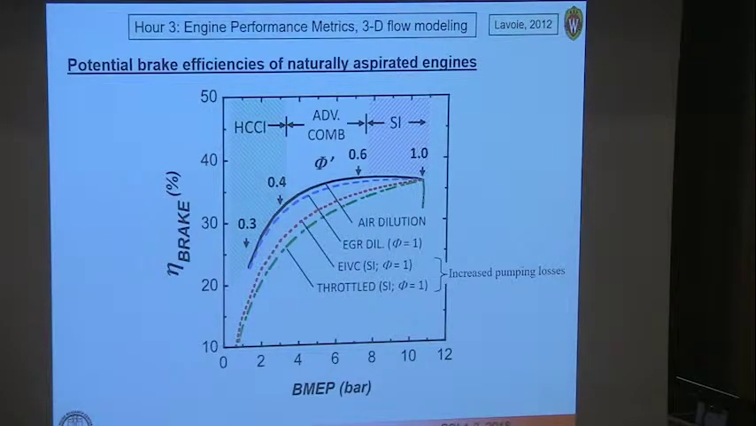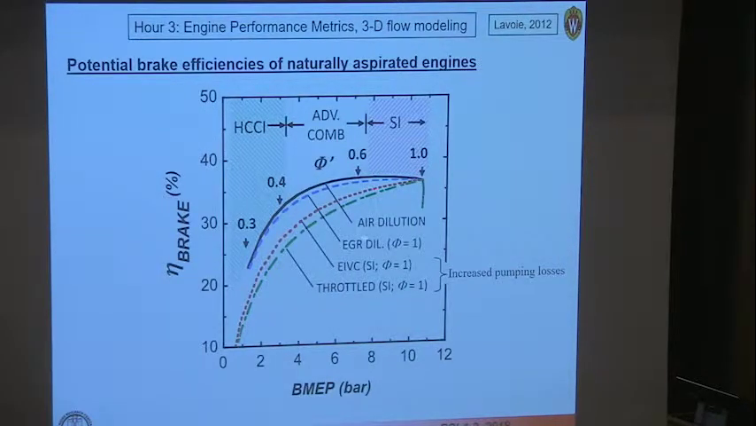Okay, so if I just take a look at the black curve here, this corresponds to just having air dilution. In other words, running with equivalence ratio of stoichiometric, and then reducing the fuel amount down to 0.3 of stoichiometric equivalence ratio. You can see that the effect of that is to reduce the brake efficiency, and you'll see our maximum is again around 38%.